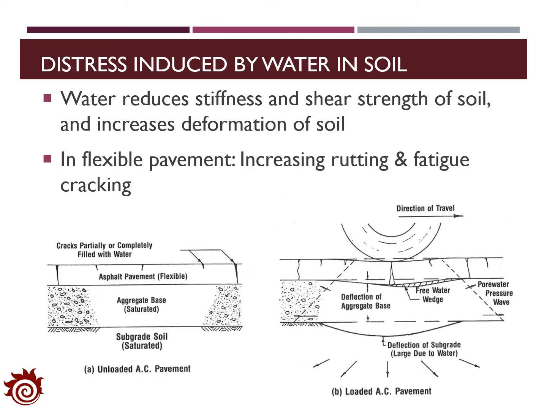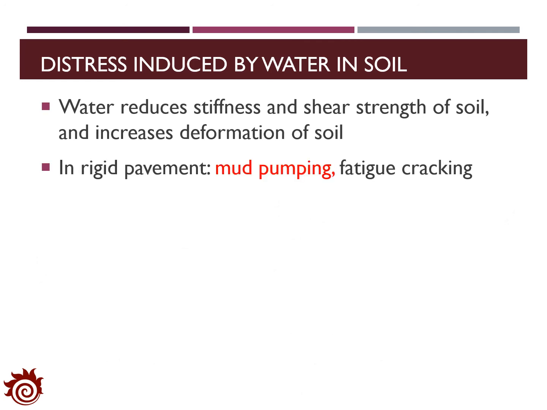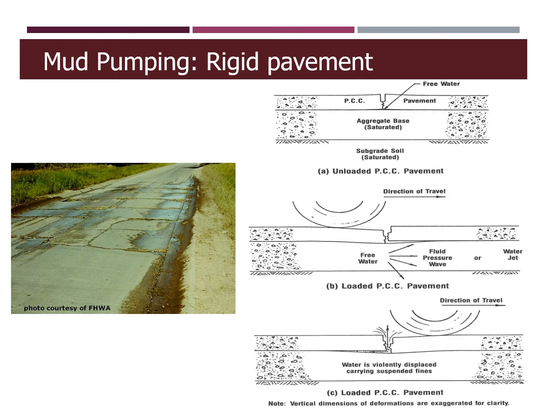From the previous analysis, we can see that water in the soil plays a very important role in the pavement design. It is also able to generate various distresses for pavement structures. In general, water reduces the stiffness and shear strength of the soil and increases the deformation of the subgrade. Due to the unstable subgrade, the flexible pavement will usually have increased rutting and fatigue cracking. For rigid pavement, the water will cause mud pumping and fatigue cracking. Mud pumping might be the most common distress of rigid pavement caused by the water in the subgrade soil.